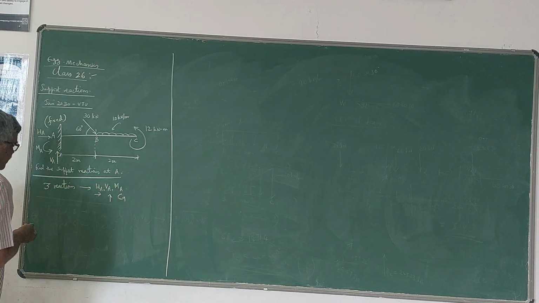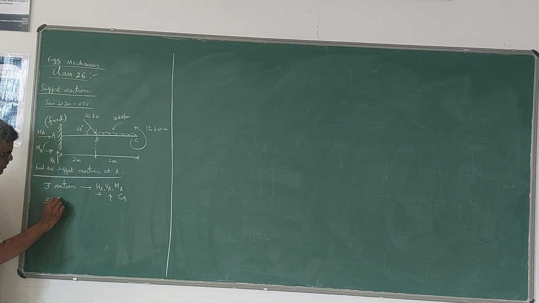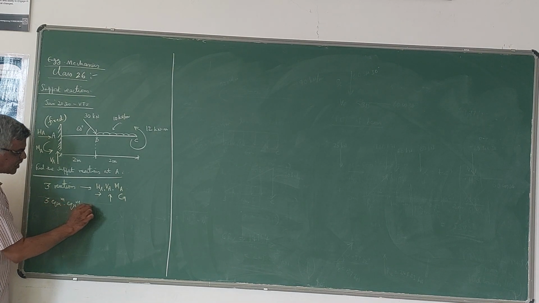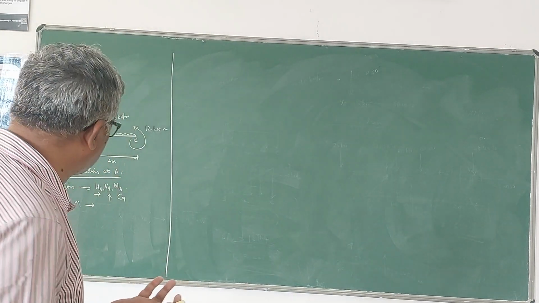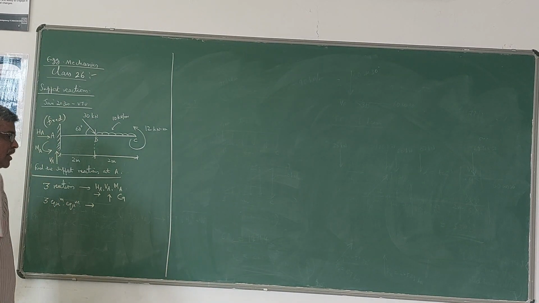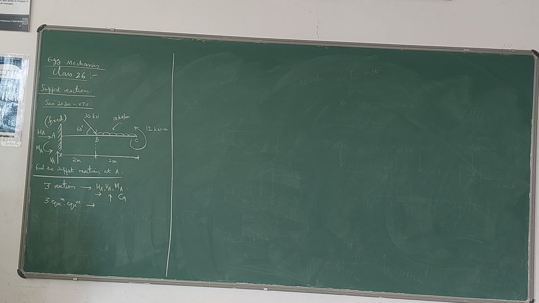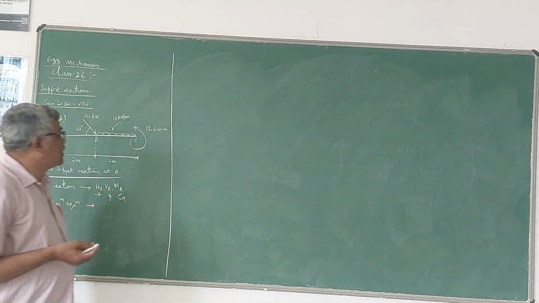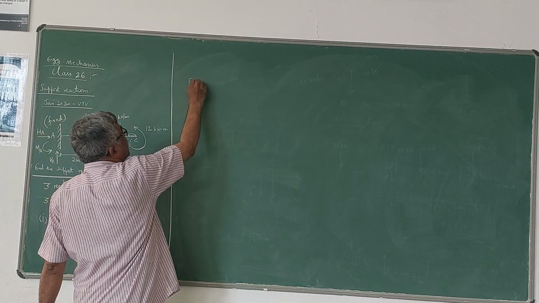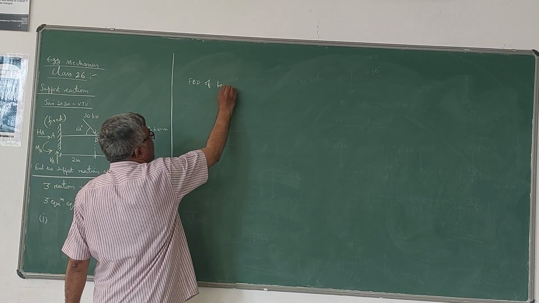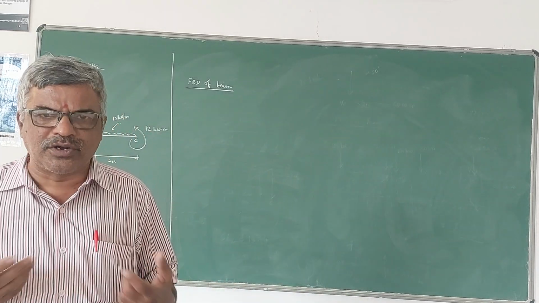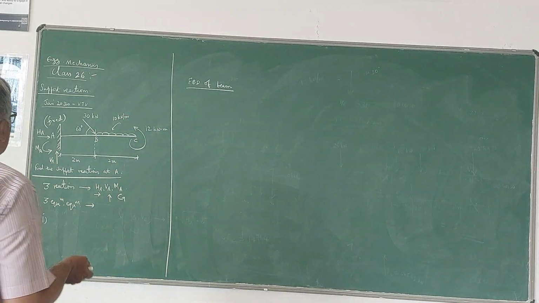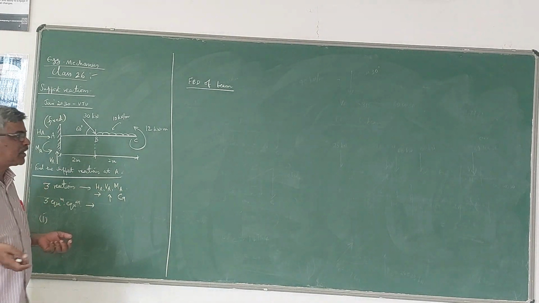Since you have three reactions, you have three equilibrium equations: sigma Fx = 0, sigma Fy = 0, and sigma MA = 0 or sigma MC = 0. At any point, the algebraic sum of the moments has to be 0 for equilibrium. Before using the equilibrium equations, we have to write the free body diagram of the beam. As you know, a free body diagram is written by transforming the loads into equivalent concentrated loads, and also by replacing the support with the respective reactions.